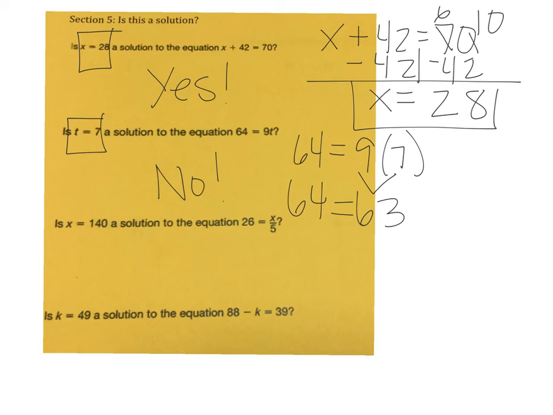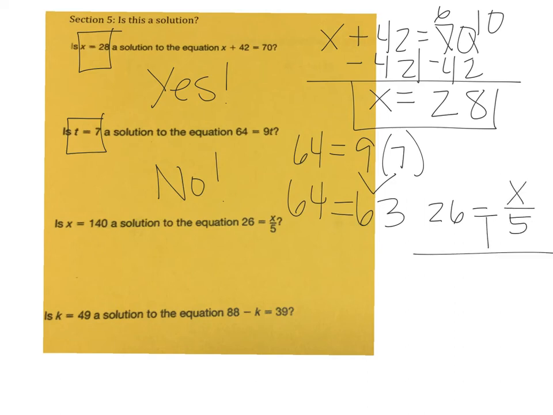Right? So the next one is, is x equal to 140 a solution to the equation 26 equals x divided by 5? So we're trying to figure out, is x going to be 140 in this equation? All right? So I'll show you the first strategy from the first problem. So I'm going to actually solve it. So 26 equals x divided by 5.